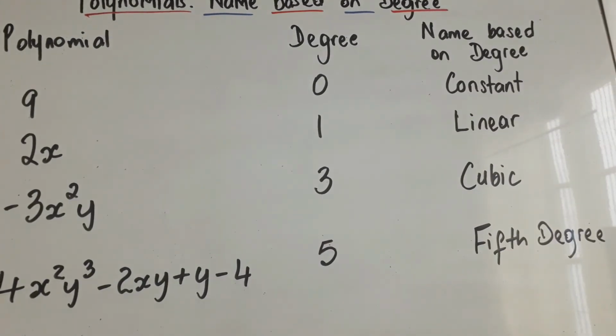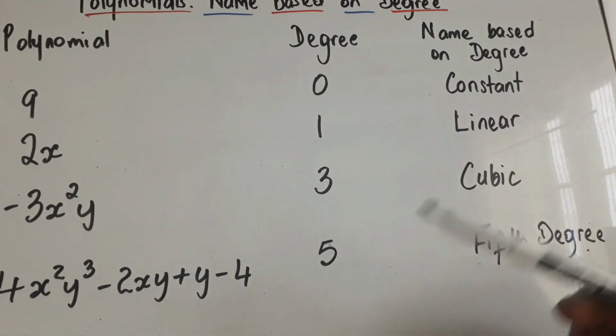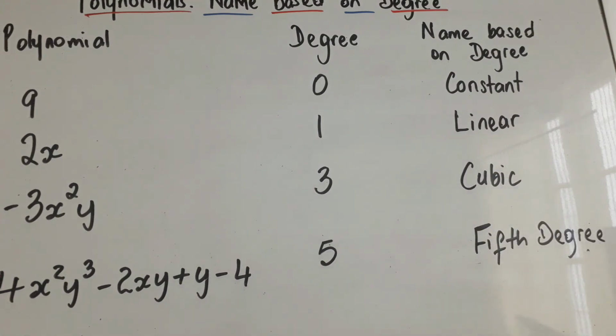Now what I need you guys to remember is that polynomials that have a degree greater than 3 are named based on their degree. So for this one here, where we got a degree of 5 for this polynomial that has 4 terms, the name of this polynomial based on the degree is fifth degree. If we had another polynomial where when we checked the degree is 4, then the name of that polynomial based on the degree is fourth degree, and so on. All right, so just remember that, guys.